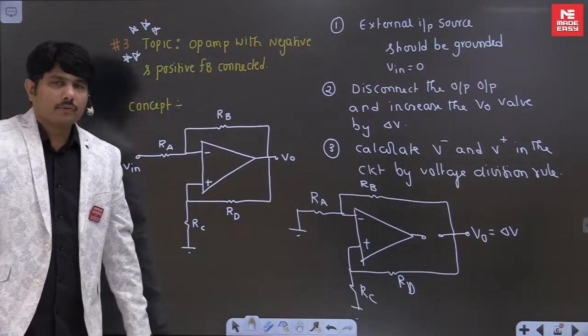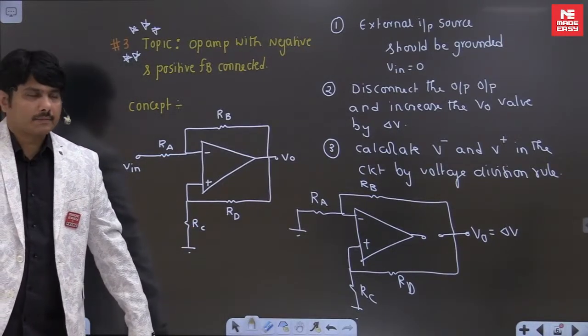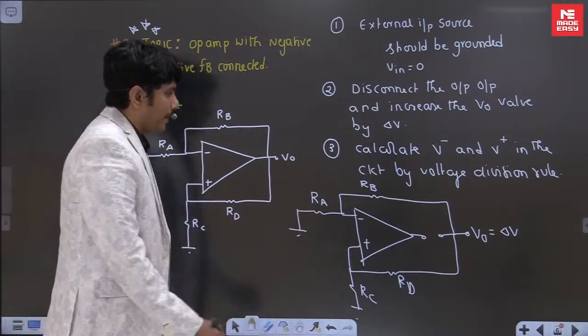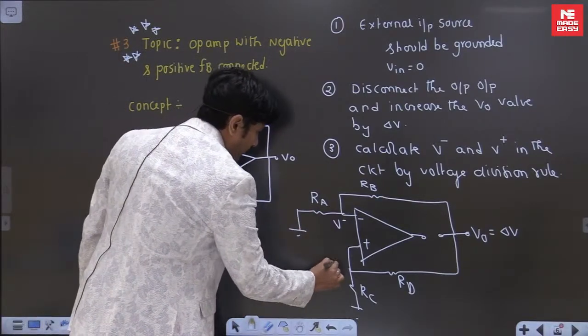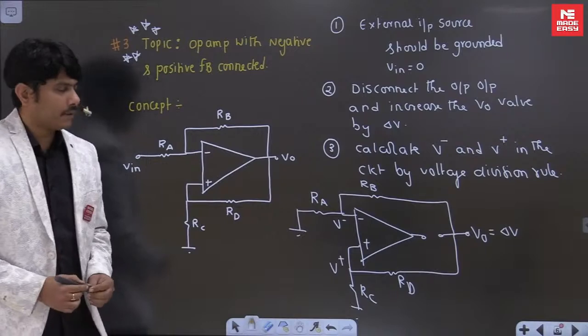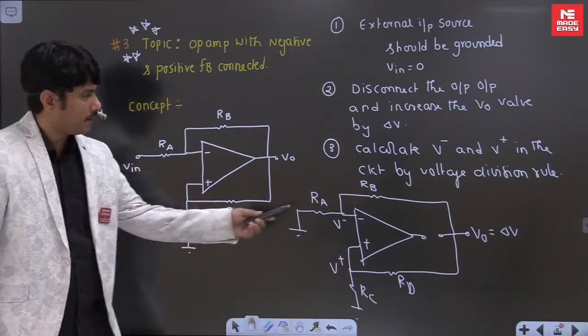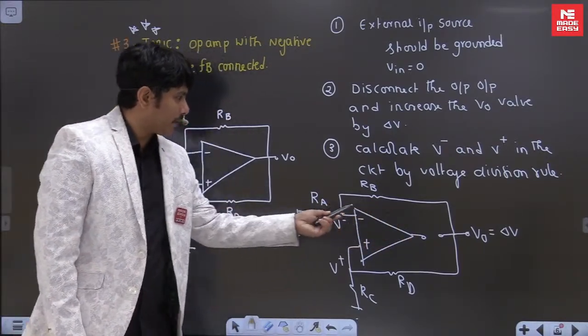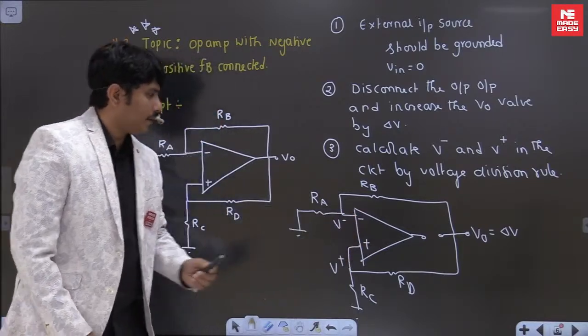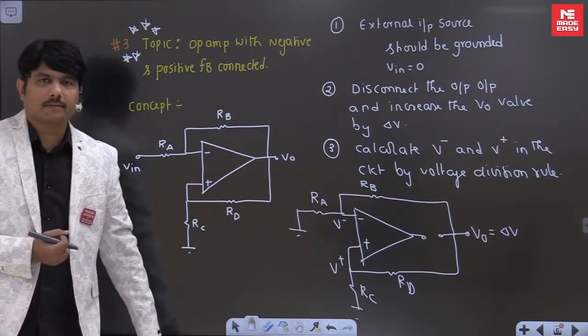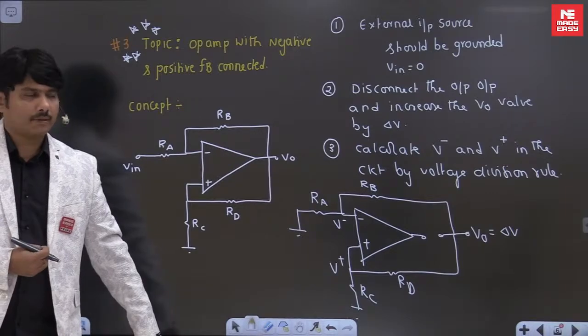So this is the way you have to do every question. If you do it like this, we can find out V minus and V plus using voltage division. If you break the loop, it looks like a divider circuit on both sides. Easily you can find out what V minus and V plus are by using the voltage division rule.